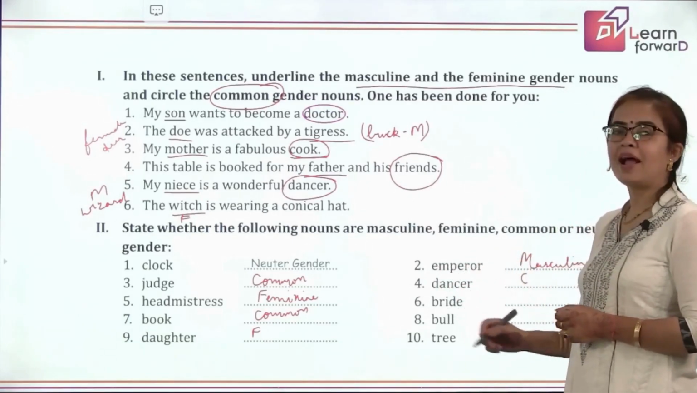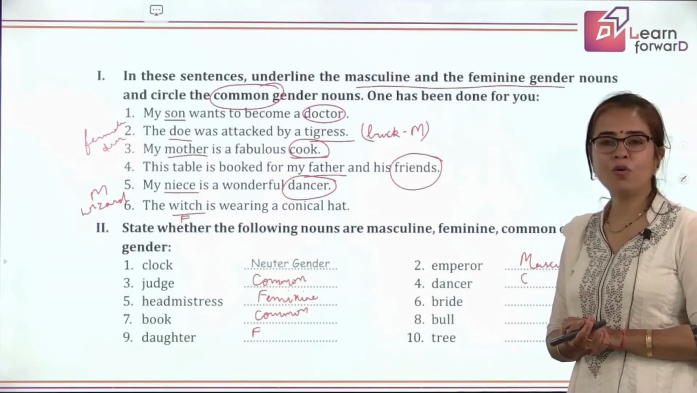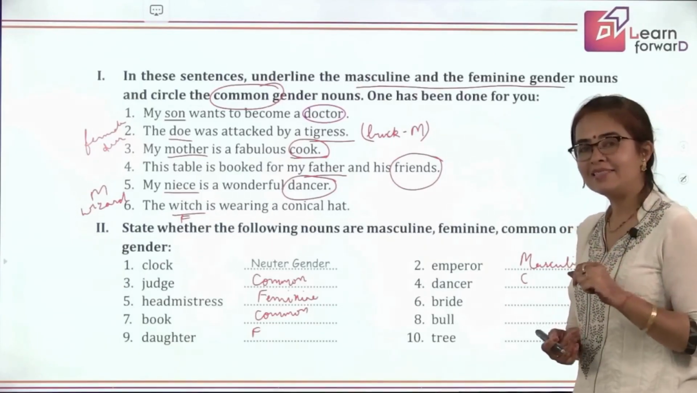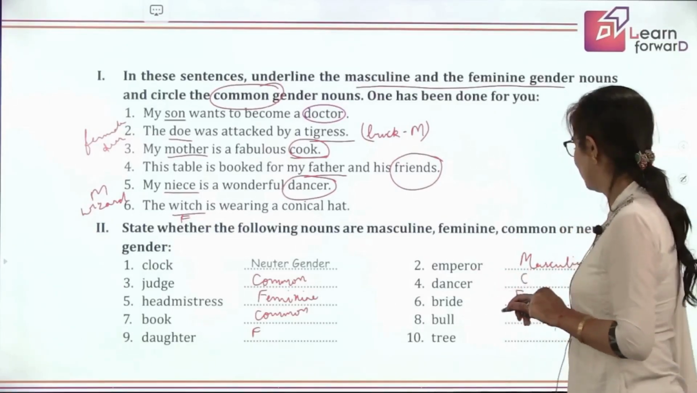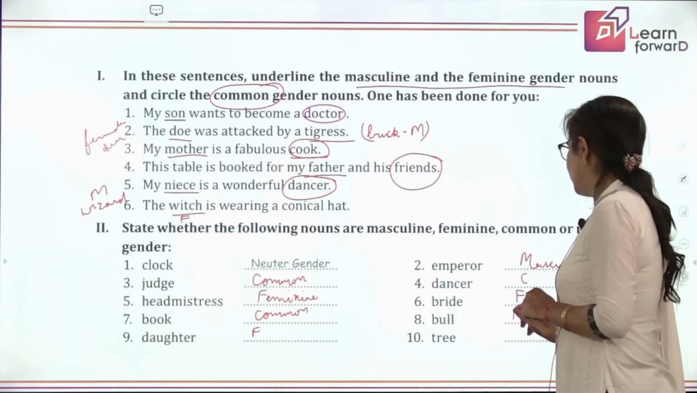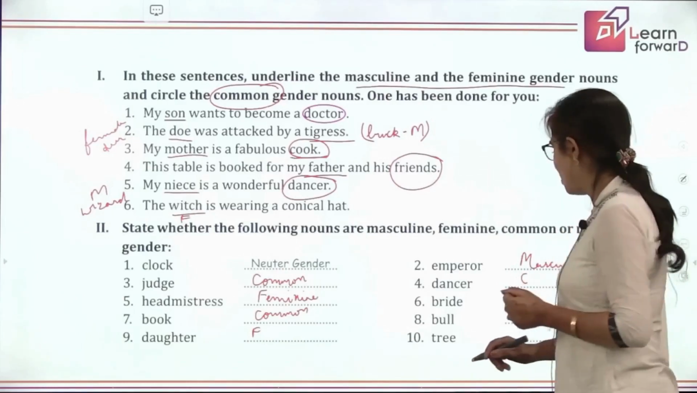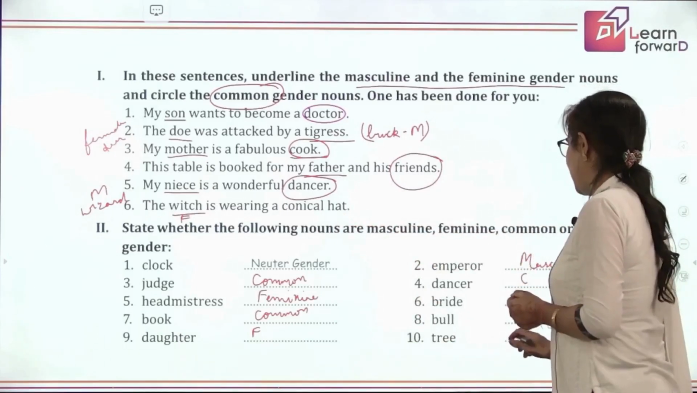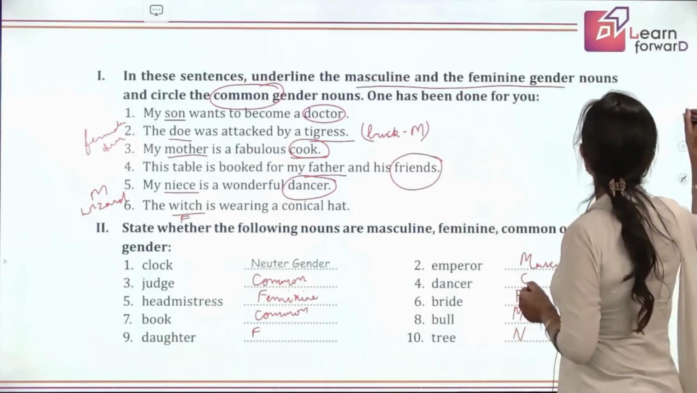Very good. Bride. Bride is masculine? No. Bridegroom or only groom is masculine. Bride is feminine gender. I got the correct answer from you. Bull is masculine gender. And what is the other gender of bull? Brilliant. That's cow. Tree. I just told you trees they have life, but we take them as neuter gender.